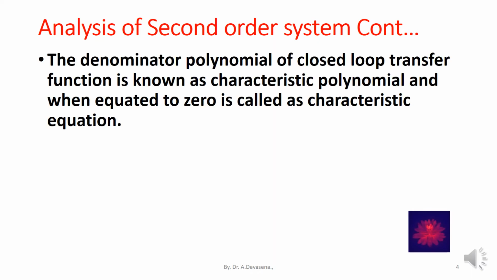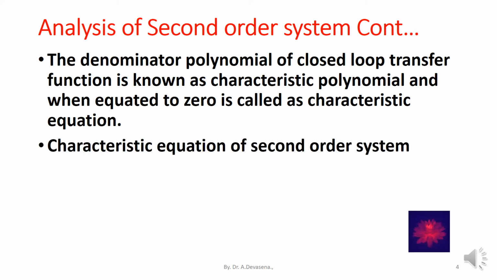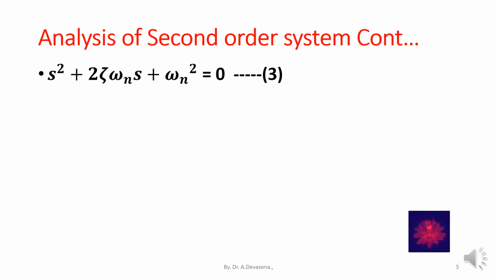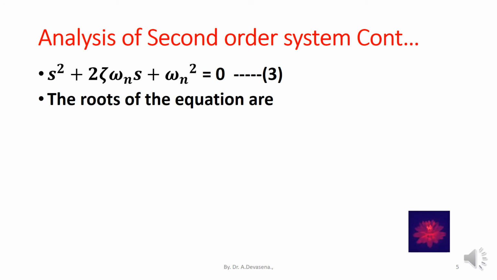The denominator polynomial of a closed loop transfer function is known as characteristic polynomial, and when equated to 0, it is called the characteristic equation. The characteristic equation for the second order system is s square plus 2 zeta omega n s plus omega n square, that is equal to 0. Consider this as equation 3.